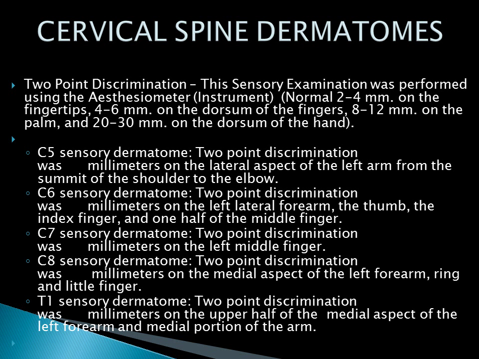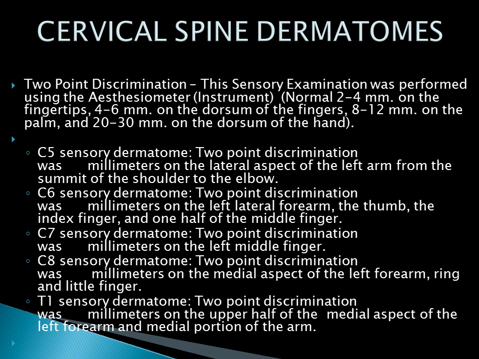It's 8 to 12 millimeters on the palm, and it's smallest or narrowest at the fingers, with normal two-point discrimination being between 4 to 6 millimeters on the dorsum of the fingers and 2 to 4 millimeters on the fingertips. So of course the fingertips have the greatest density and the greatest populations of sensory receptors, so the two-point discrimination is the smallest on the fingertips.